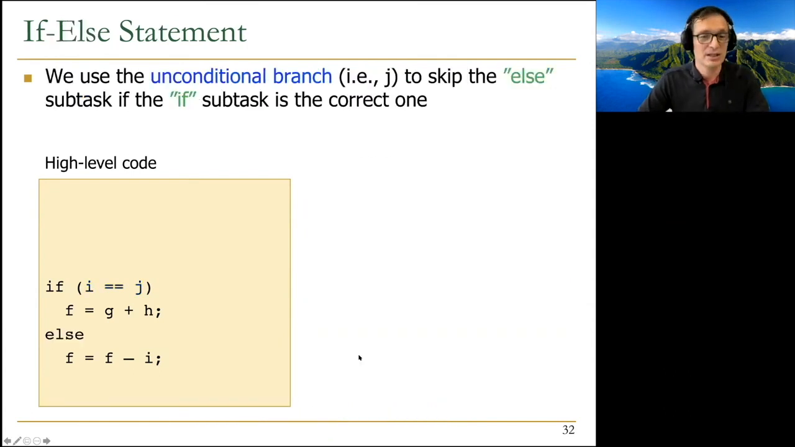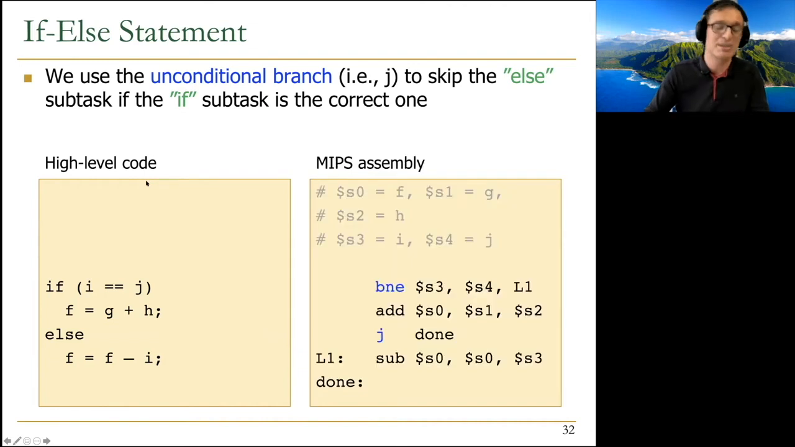Okay. So if this statement was a little bit different, and you had an if and else statement, now you need to do something a little bit more, right? Basically, we use an unconditional branch to skip the else subtask if the if subtask is the correct one. So what does this mean? Basically, it means this.